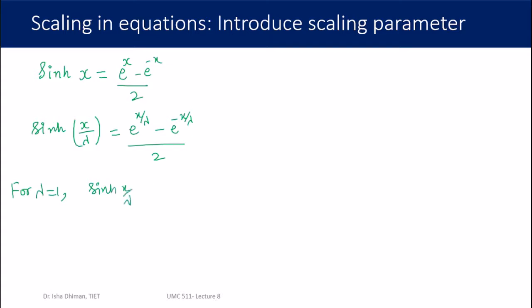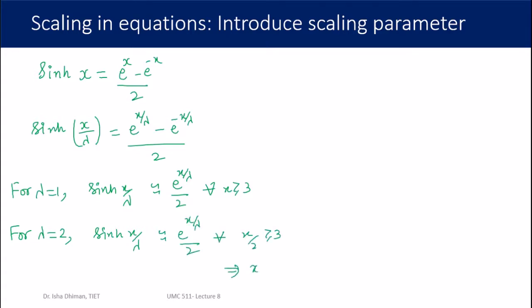So we have already done the calculation that this is going to happen for all x greater than or equal to 3, while for lambda equals 2, this is going to happen for all x by lambda, meaning x by 2, greater than or equal to 3, which means x greater than or equal to 6. So you can see that with the introduction of a scaling parameter, we have controlled the values of x for which the given approximation holds. So if you want an approximation or an equation to hold for bigger domains, you can introduce a scaling parameter there and get your answer like that.